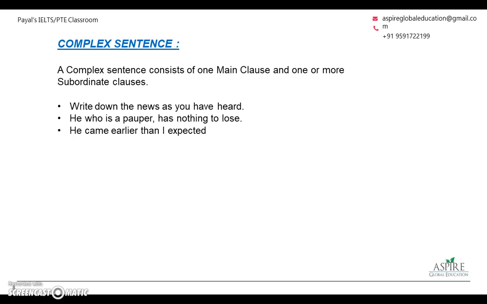He who is a pauper has nothing to lose. He came earlier than I expected. He came earlier. So, in fact, when you break it into parts, you will not be able to make full sense. So, complex sentences usually cannot be broken into parts, I mean, the parts of the sentence taken separately may not be able to give you a clear meaning.